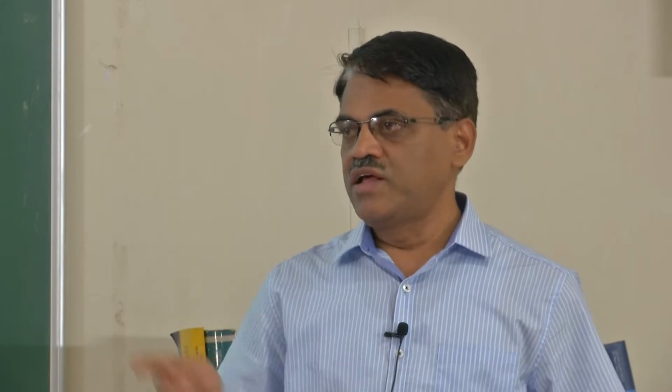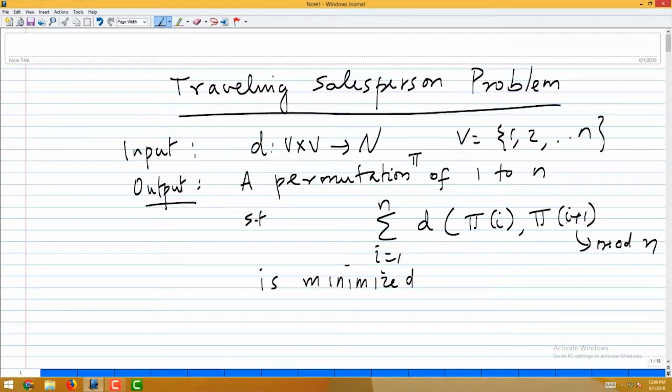You know what the problem is, you want a permutation such that the total length of that cycle is minimized among all possible Hamiltonian cycles in the graph. A Hamiltonian cycle is simply a permutation of 1 to n, and these are the consecutive distances. I am adding the consecutive distances, and that gives me the total length of the Hamiltonian cycle. When i is n, what is n plus 1? It just comes back to 1. So, the Traveling Salesman problem is a problem where we are trying to find a permutation of the input vertices such that the total length is minimized.